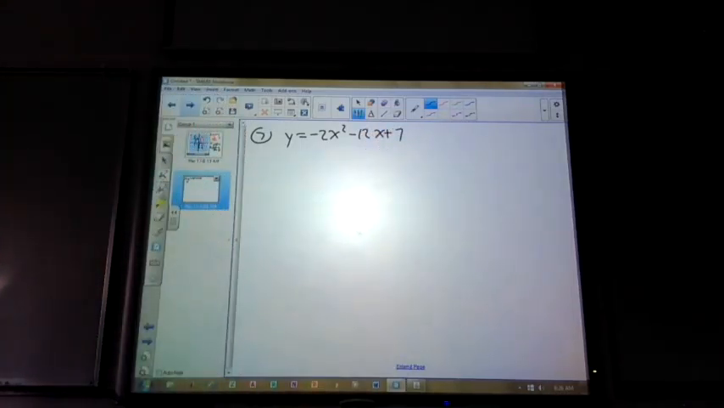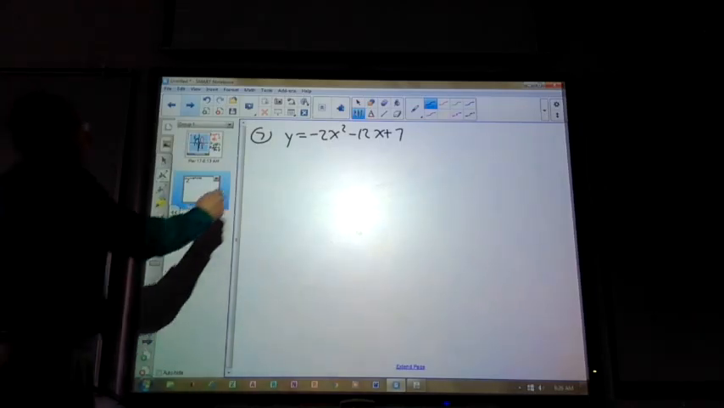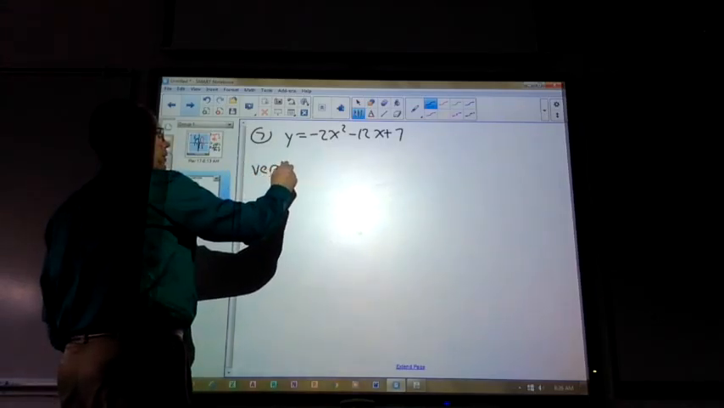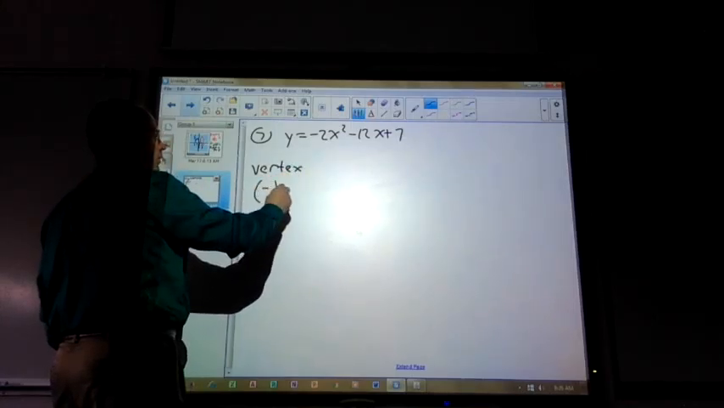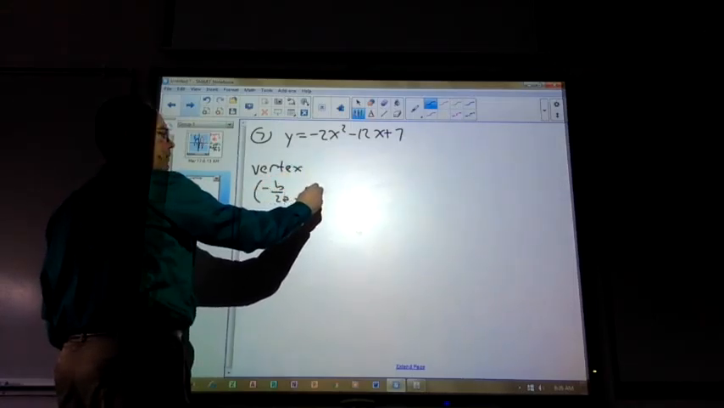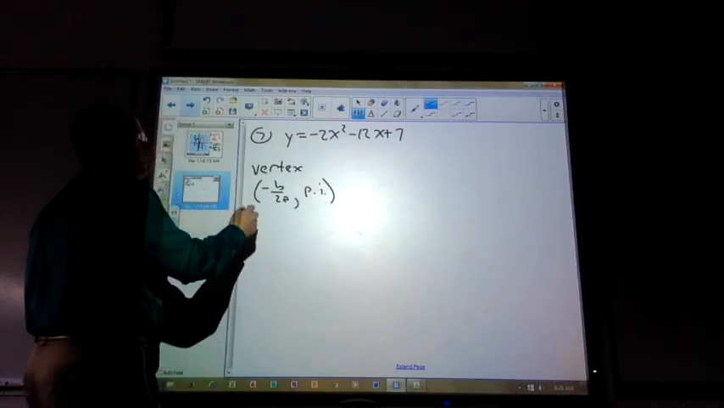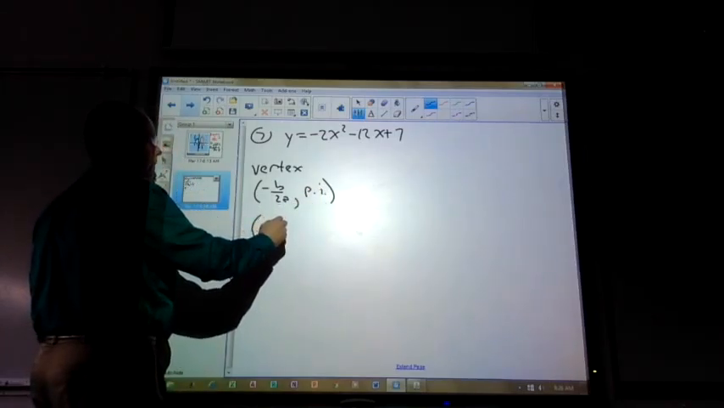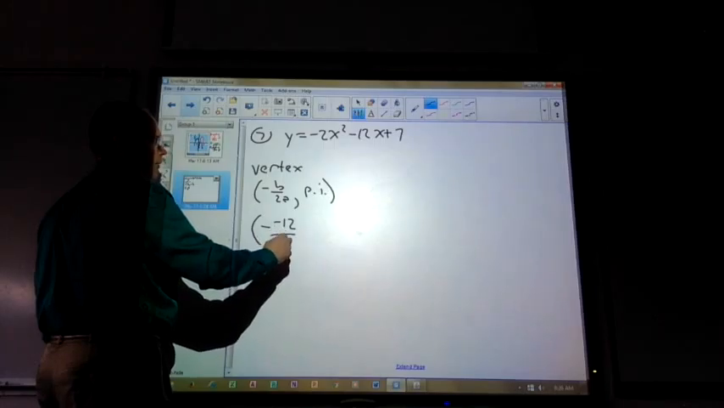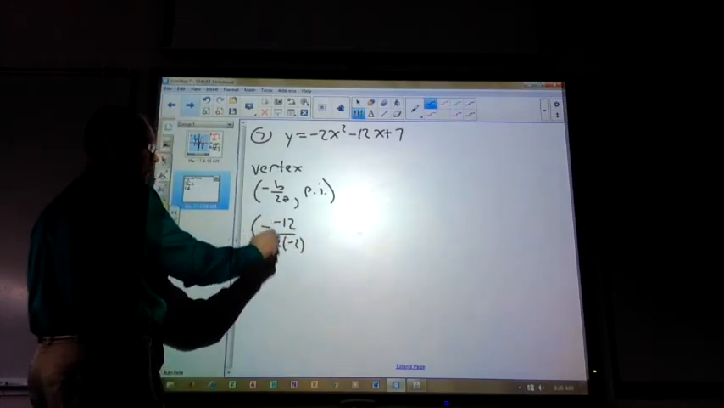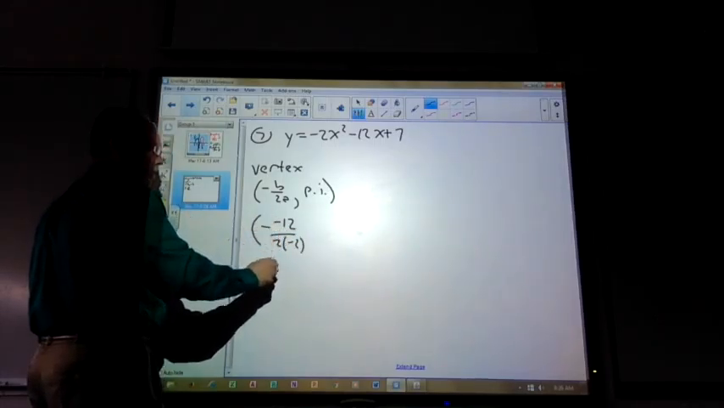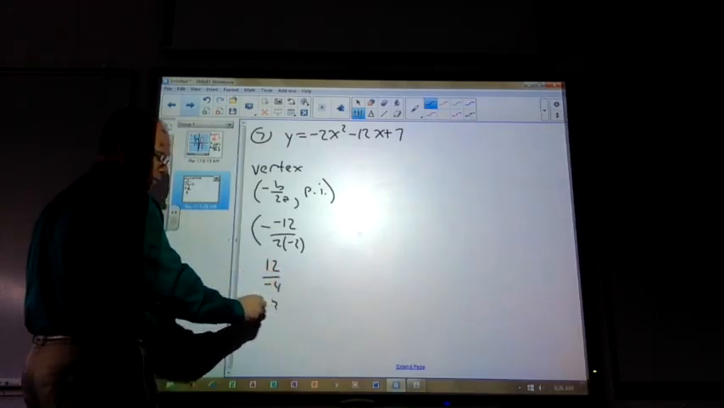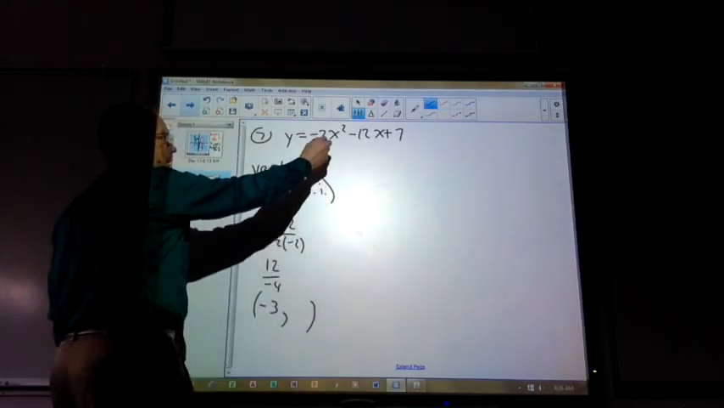It says give the vertex, the y-intercept, and the x-intercept for the quadratic. So to find the vertex first, we need to resort back to our negative b over 2a, and then you plug it in. So I'm going to get negative 12 over 2 times negative 2. So that's negative, that's positive. So I get 12 over negative 4, which is negative 3. And then plug the negative 3 back in.